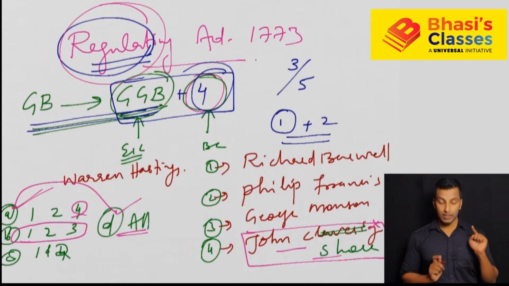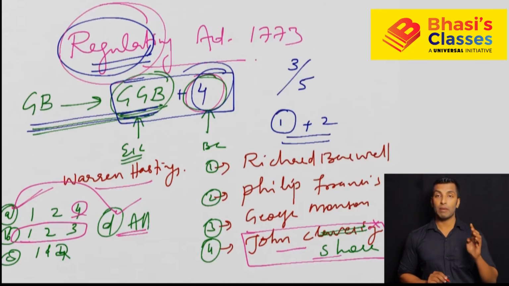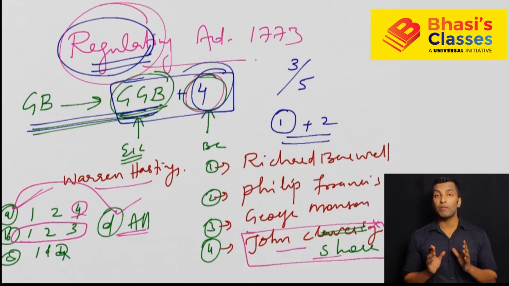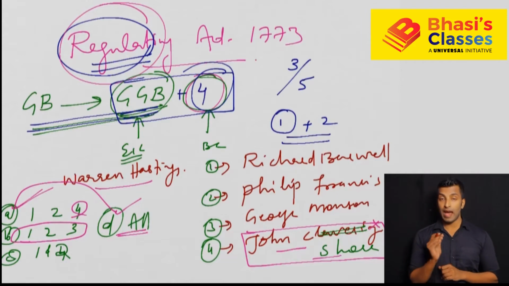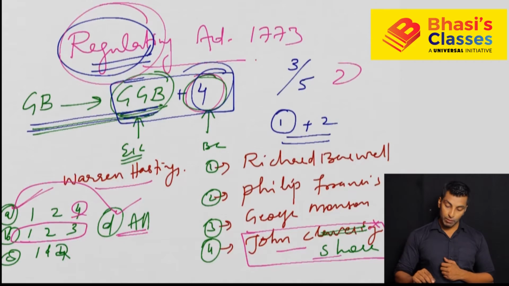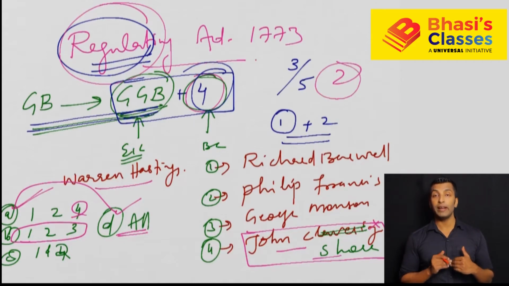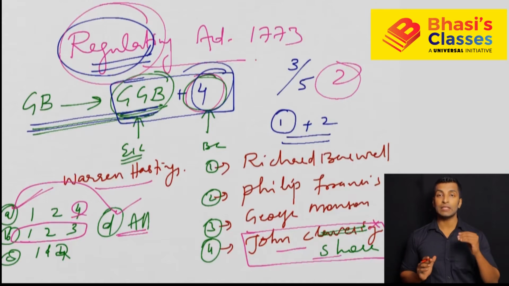And the first Governor General was Warren Hastings, and the 4 members were Richard Barwell, Philip Francis, George Monson, and John Clavering. Okay, and the problem with this act was, I already told you, the decisions were implemented on the basis of majority, and if Warren Hastings wanted to implement any of his decisions, he needed the support of a minimum of 2, because he needed 3 out of 5, right?